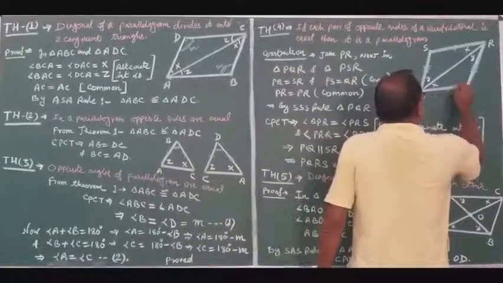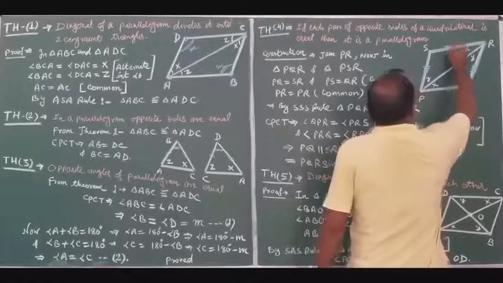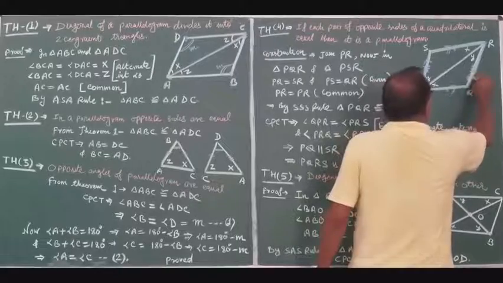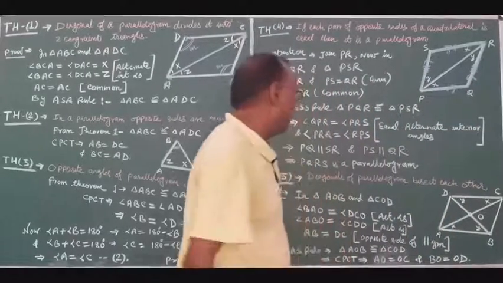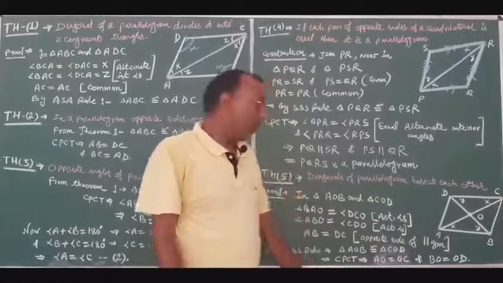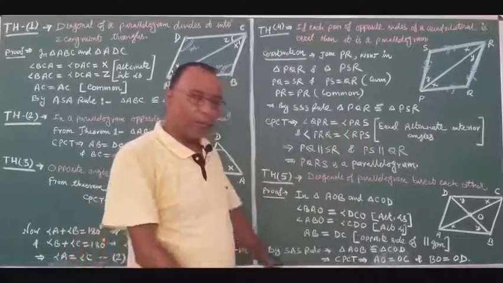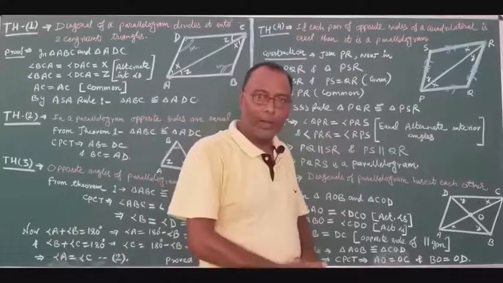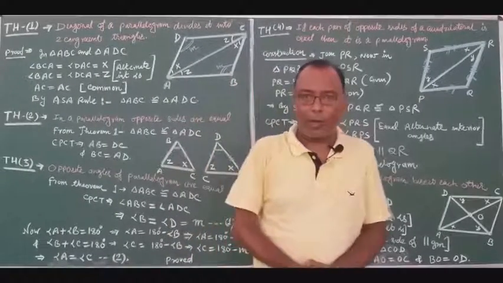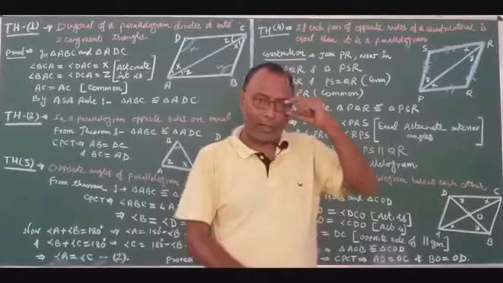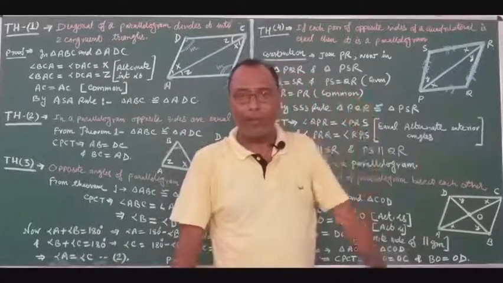Now, both the pairs of opposite sides are parallel. This is parallel to this and this is parallel to this. It means the given quadrilateral PQRS is a parallelogram.